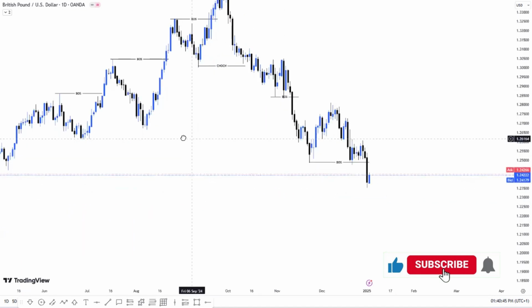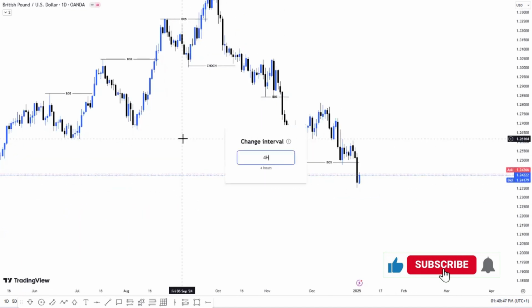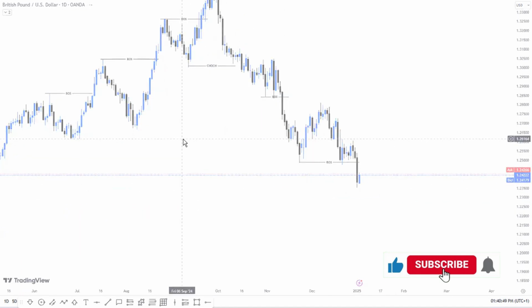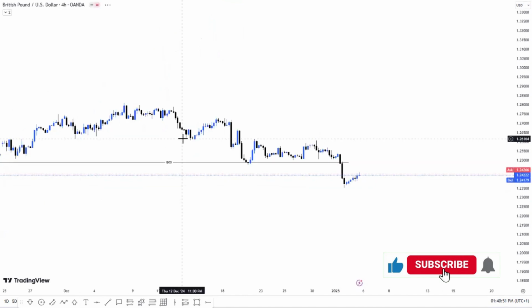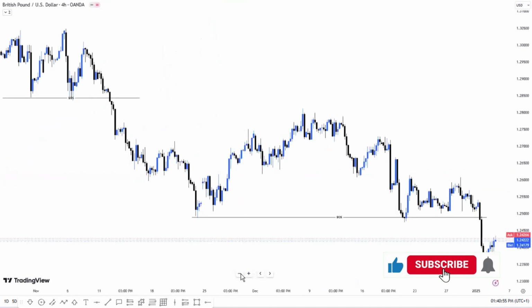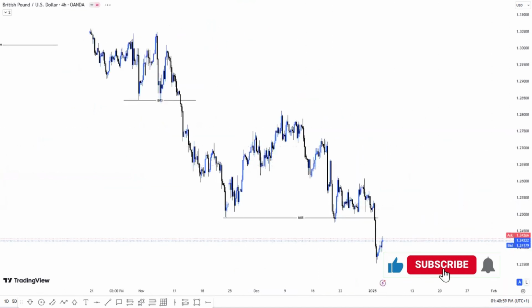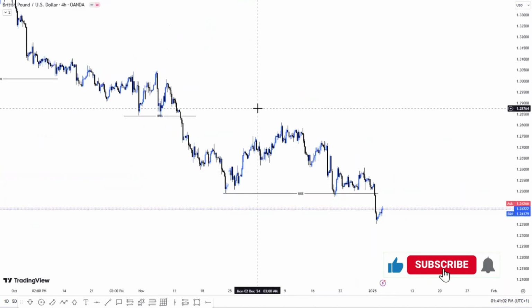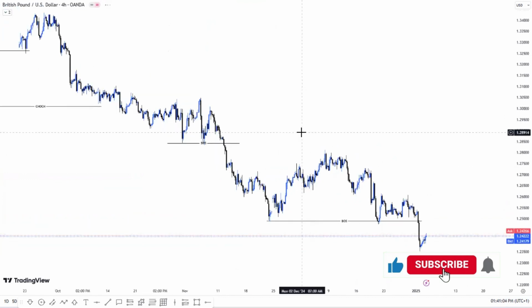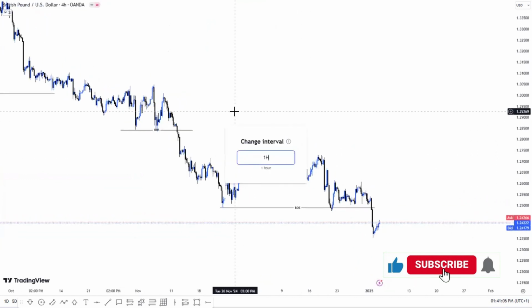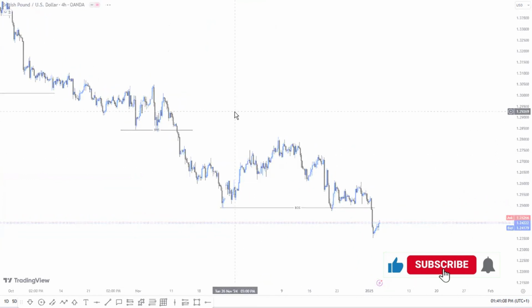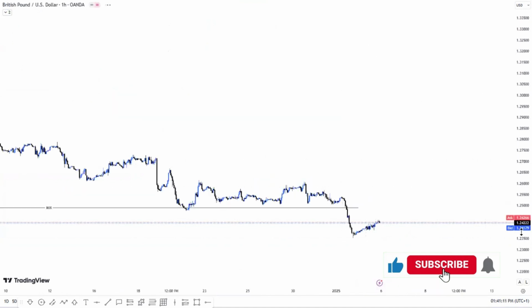Now, with this, I'm going to the 4 hour to see the trend. On the 4 hour, what do we have? We still have the downtrend. This is still a nice downtrend. So with that, I'm going to the 1 hour. On the 1 hour, what am I going to be doing?